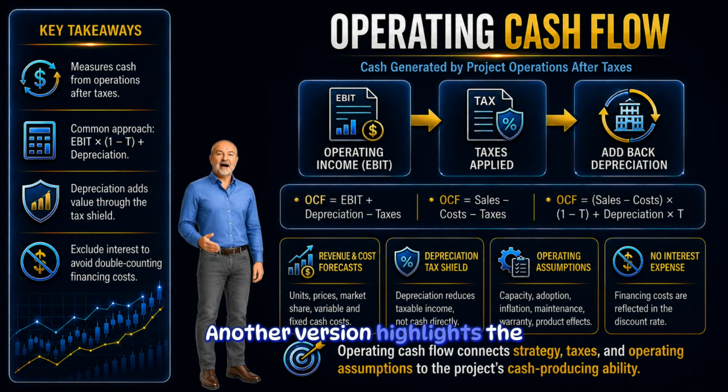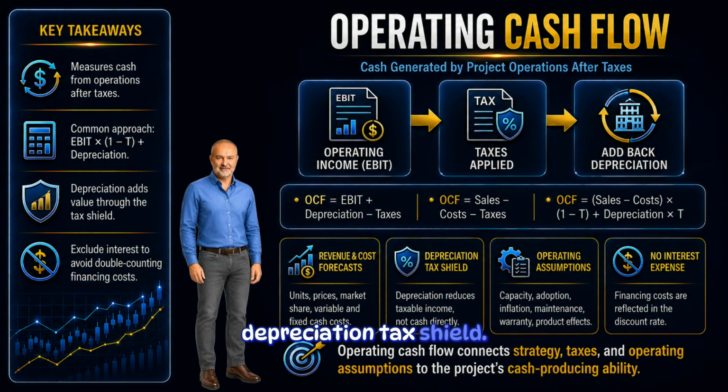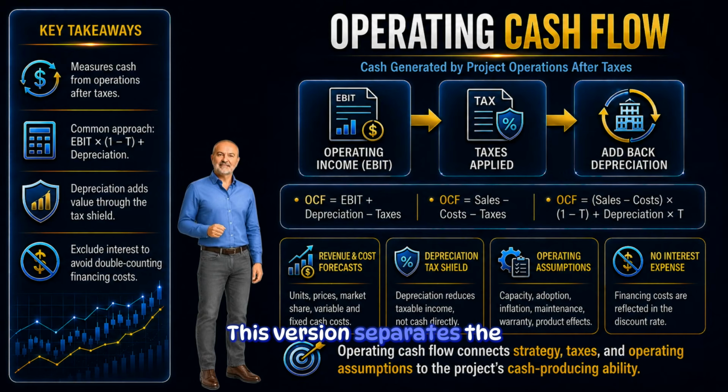Another version highlights the depreciation tax shield. This version separates the cash operating margin from the tax benefit created by depreciation.